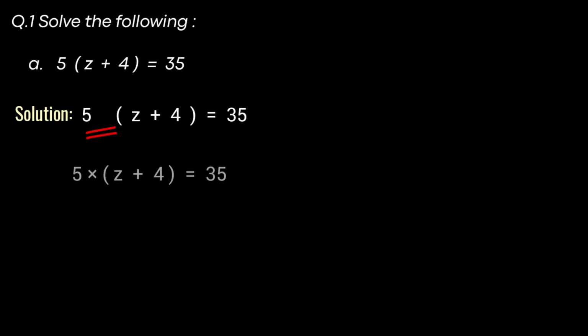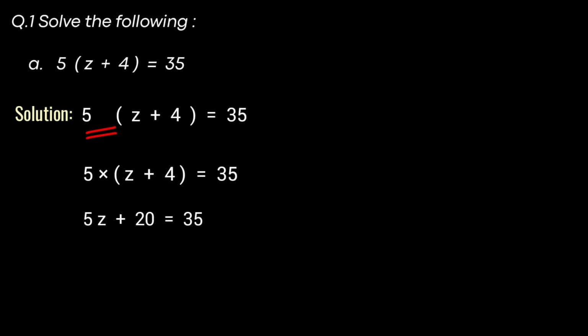So let's begin with the numericals. The first numerical is on your screen. Question 1 A. 5 into bracket z plus 4 equals 35. Solution. Write the question as it is. Now as we can see, there is no sign between 5 and the bracket. It means there is multiplication. Now we will multiply 5 with the entire bracket, which gives us the solution 5z plus 20 equals 35.